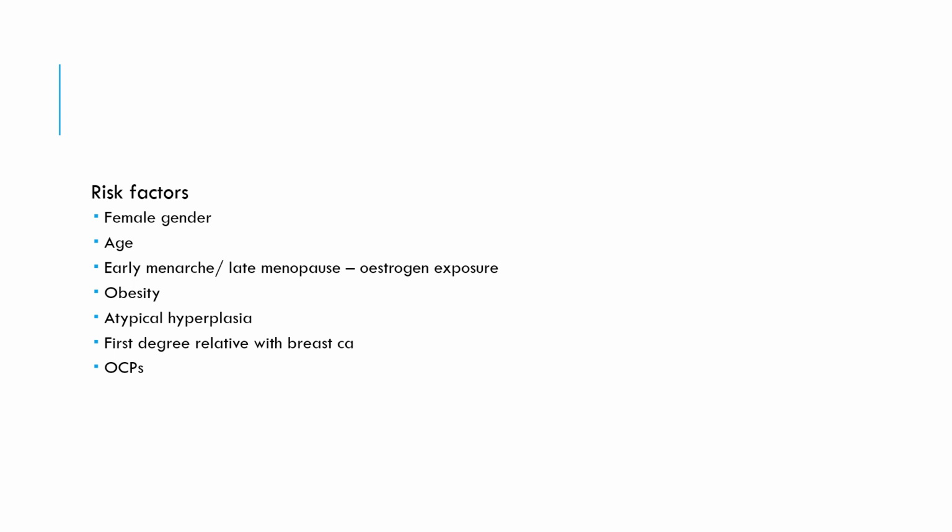Now, what are the risk factors of breast cancer? One being female gender, 99% are seen in female gender, and age. It increases with increasing age. Early menarche and late menopause, that is prolonged estrogen exposure, just like we say in endometrial carcinoma. That's why OCPs also increase the risk of breast cancer. OCP increases the risk of both breast cancer and endometrial cancer. It decreases the risk of vaginal cancer, ovarian cancer and cervical cancer.